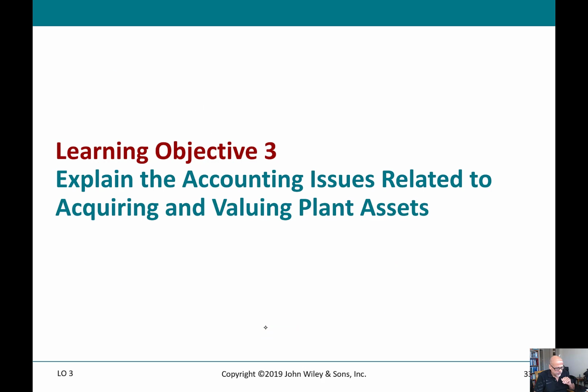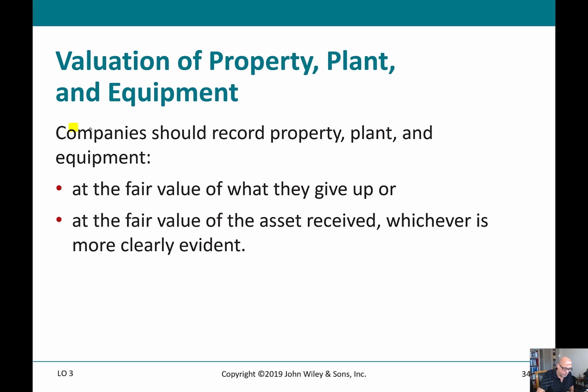Now, what we're going to do at this point is turn our attention to what we will do when we are acquiring assets, and then we'll get into disposal of these assets in a little while. So let's take a look. Companies will report property, plant and equipment at the fair value of what they're giving up, or at the fair value of the asset received, whichever is more clearly evident. Now that's important, whichever is more clearly evident.